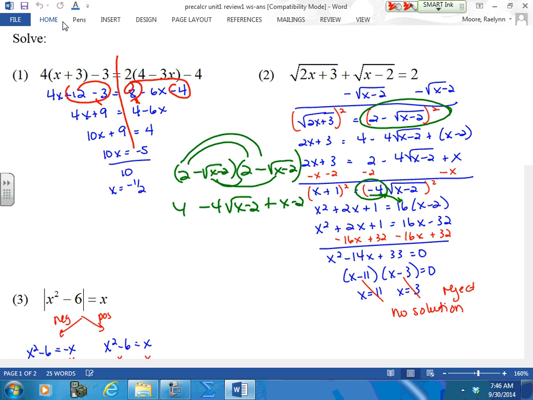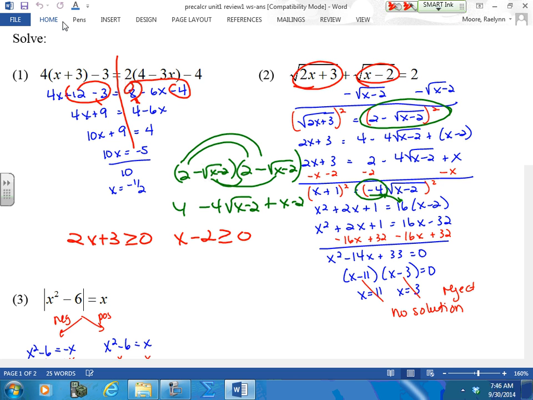Any questions on number 2? You know you're going to see one of those. Isolate your radicals, square both sides. Now, these have domain restrictions. Where are our domain restrictions here? Under the radical. So let's talk domain restriction. 2x plus 3 has to be greater than or equal to 0. And x minus 2 has to be greater than or equal to 0. It has to be true for both of these.